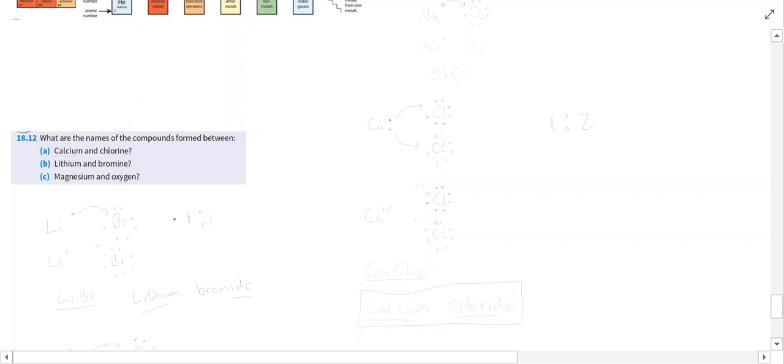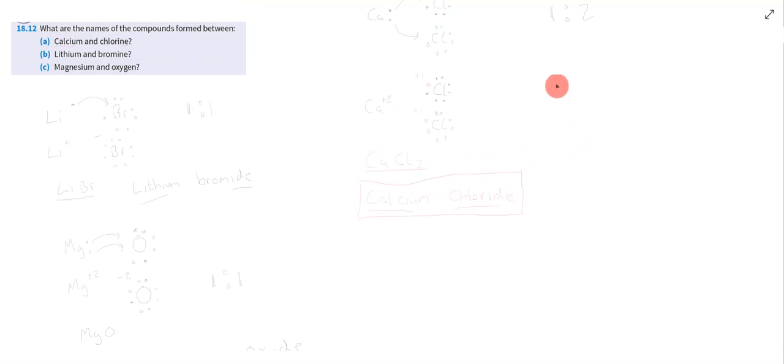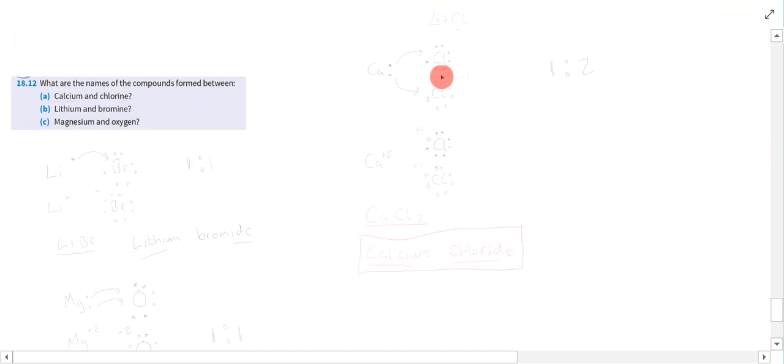1:1. And then the same if we think about magnesium and oxygen. Magnesium wants to lose 2 electrons and oxygen wants to gain 2 electrons, so therefore it's also going to bond in a ratio of 1:1 atom. So really what we're talking about there is just the ratio of how the atoms join together.